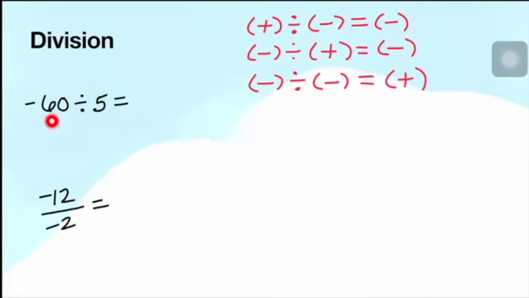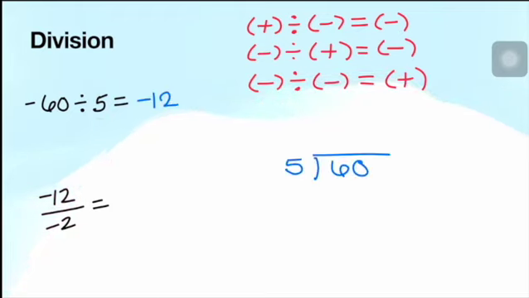So -60 divided by 5, one negative divided by a positive, gives me -12. Now, if you don't know that 60 divided by 5 is 12, you can write that out. We can do some long division here.